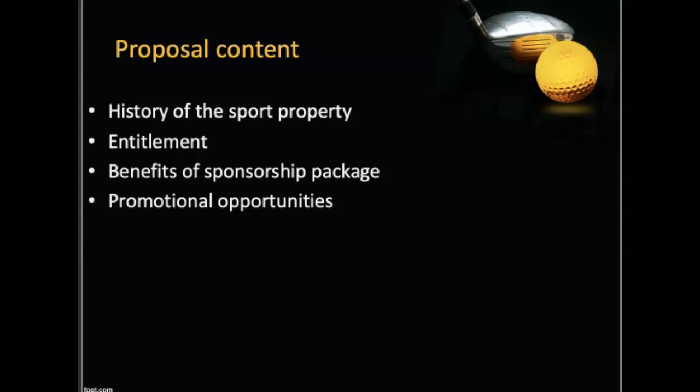In this proposal, we normally indicate things like the history of the sports property. If it is an event, how many years this event has been held, and how many people attended the games in previous years. Show them some numbers, and also how many media outlets have been broadcasting these events, what the economic impacts of these events are, that kind of thing. The second thing is entitlements. Basically, you let them know what kind of benefit they get if they want to associate with these events.